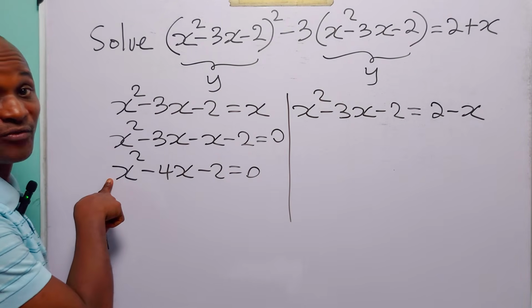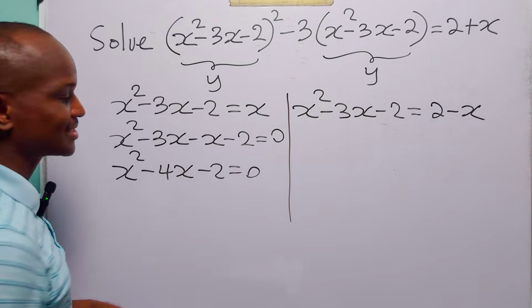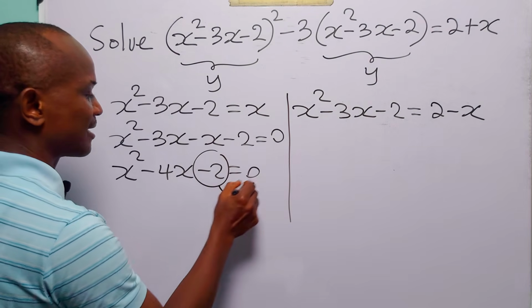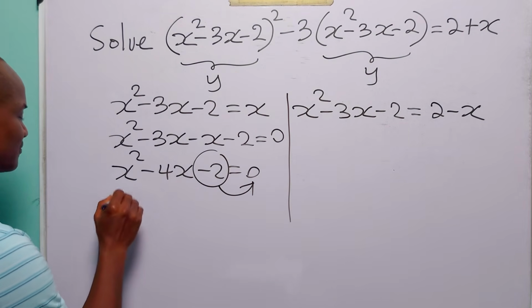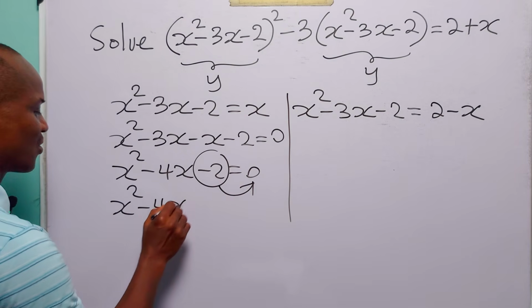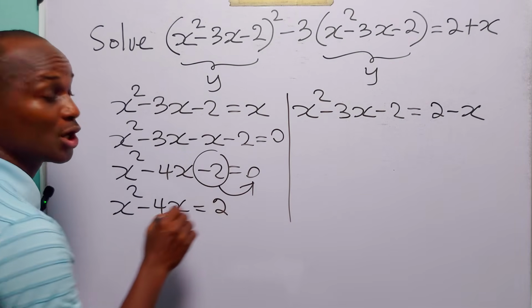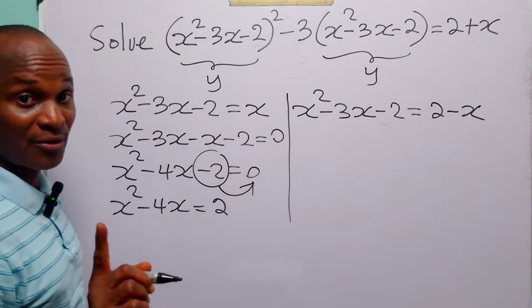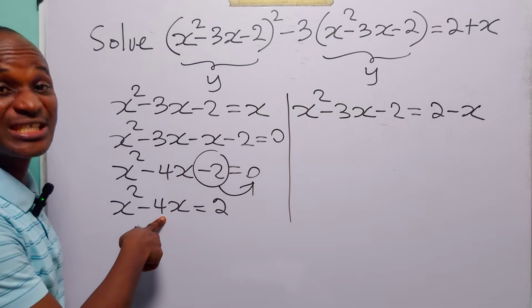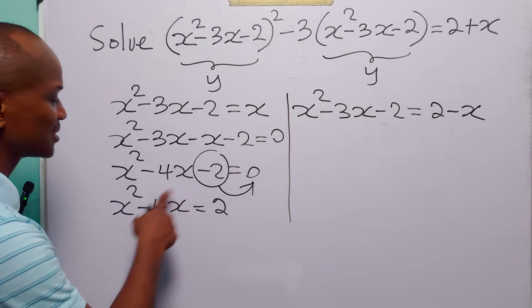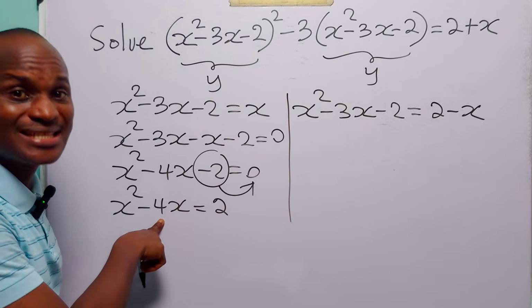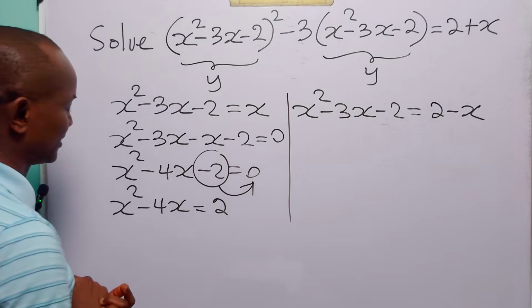Already the coefficient of x squared is 1. So the next step is to move this constant term over to the right hand side. Now when we do that, we have x squared minus 4x is equal to 2. Now the next thing we are going to do is to divide the coefficient of x by 2, square it and add to both sides of this equation to complete the square on the left hand side.